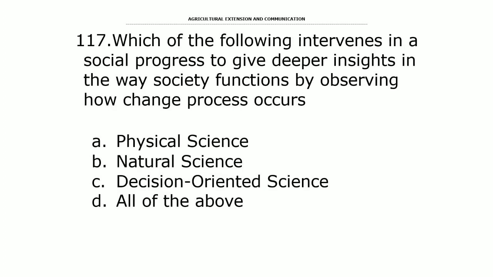Number 117. Which of the following intervenes in a social process to give deeper insight into the way society functions by observing how change processes occur? A. Physical science. B. Natural science. C. Decision-oriented science. Or D. All of the above. The answer is decision-oriented science.